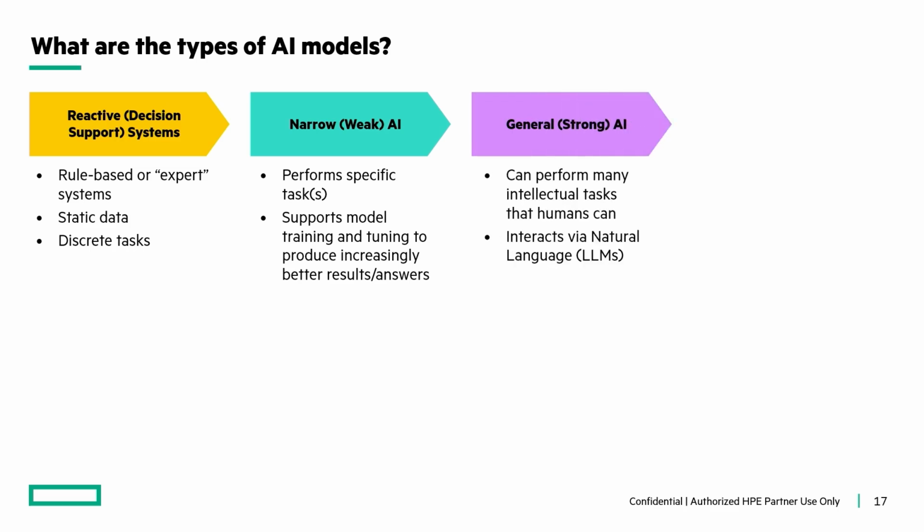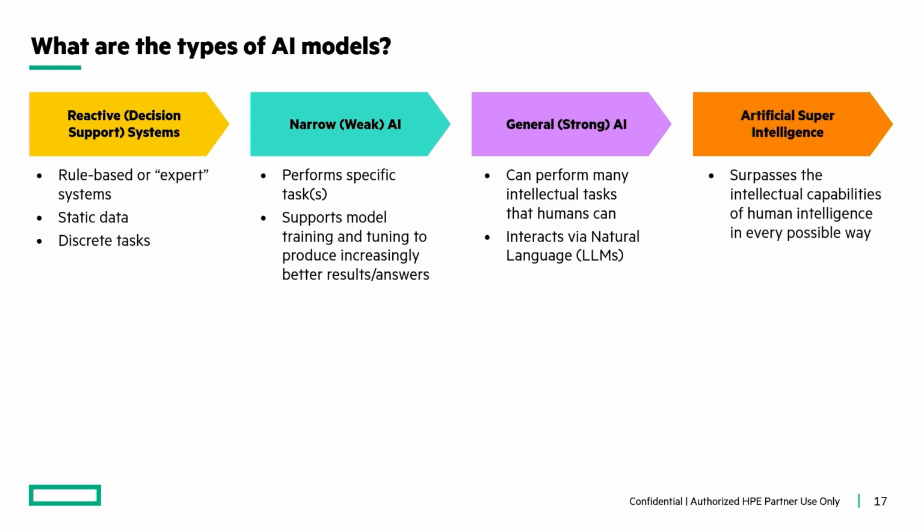The third is really strong AI. This is where it does really powerful intellectual tasks. And this is where you start hearing large language models. We'll talk more about that in a second. And then finally, artificial superintelligence, the thing that we all think everybody's working on, where it surpasses the capacities of humans to do all kinds of things.